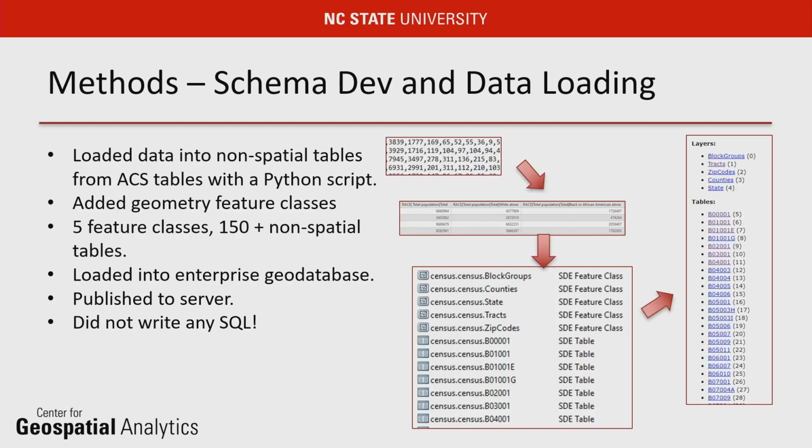So what we ended up doing is we decided to keep these two things separate. We wanted to keep the geometry in feature classes, so we have block groups, counties, states, tracts, zip codes, and then we have all of the data pretty much as it came out of the census data in non-spatial tables. And so we ended up with 5 feature classes, over 150 non-spatial tables in a file geodatabase. We wrote some Python code, used pandas to parse it and map it to the appropriate fields in the non-spatial tables. And we loaded it all up into an enterprise geodatabase and published it to the server, as you can see on the right. That probably looks familiar to a lot of people in here.